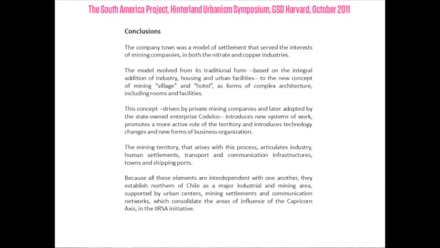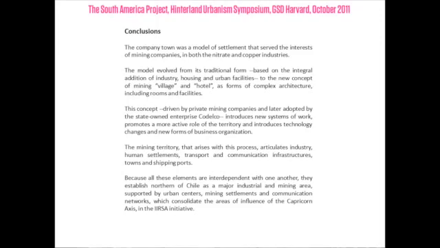Conclusions. The company town was a model of settlement that served the interests of mining companies in both the nitrate and copper industries. The model evolved from its traditional form based on the integral addition of industry, housing, and urban facilities to the new concept of mining village and hotel as forms of complex architecture, including rooms and facilities. This concept, driven by private mining companies and later adopted by the state-owned enterprise Codelco, introduces new systems of work, promotes a more active role of the territory, and introduces technology changes and new forms of business organization.